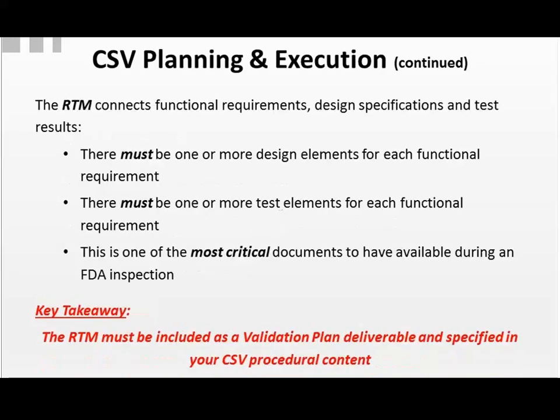Now, when you finish your testing, you want to have a requirements traceability matrix. It's a key document the FDA often looks for, and it ties together your requirements, your design, and your testing. You'll have a very simple matrix of 3 columns: requirements, then the design element associated with each, 1 or more design elements per requirement, and then 1 or more test elements per requirement in the 3rd column. It's one of the most critical documents because it shows them that you did in fact test every single function.